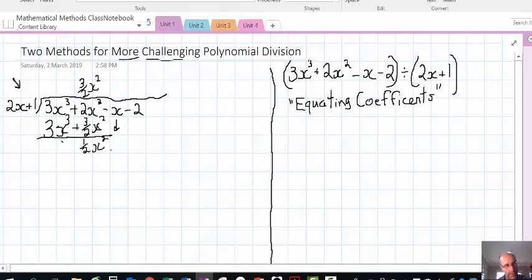Then we bring down the next term, and we have a minus x there. So the 2's got to become a half, so we need to multiply by a quarter x. So we have a quarter x, and these match.